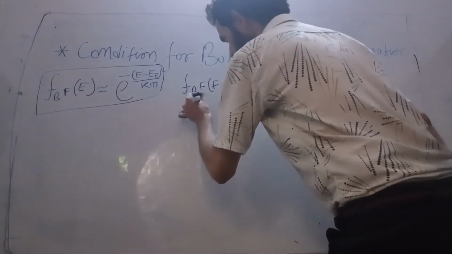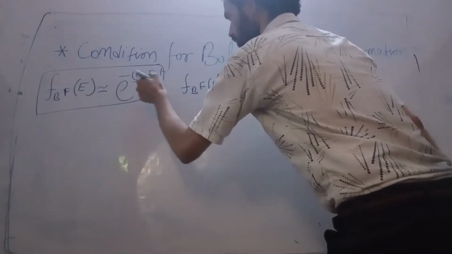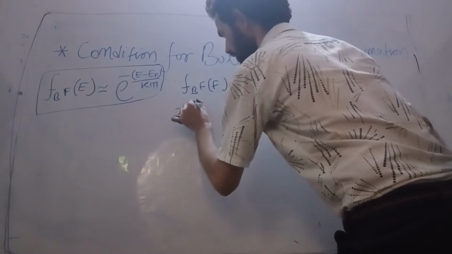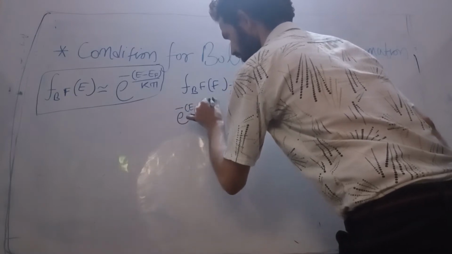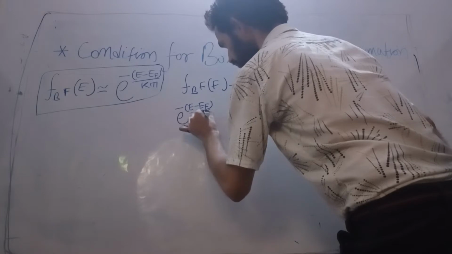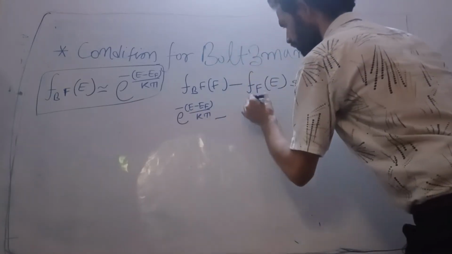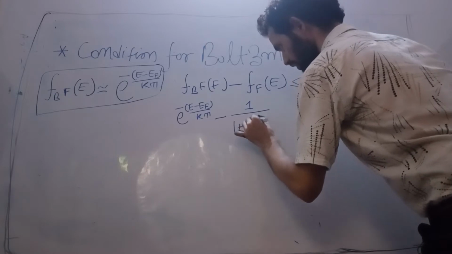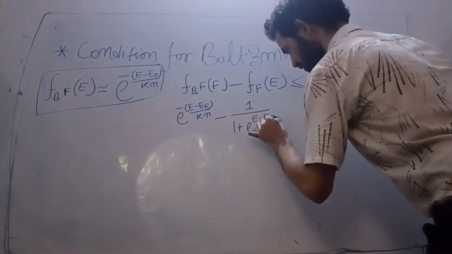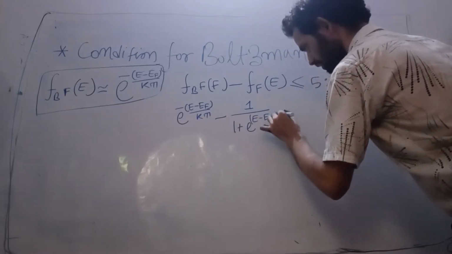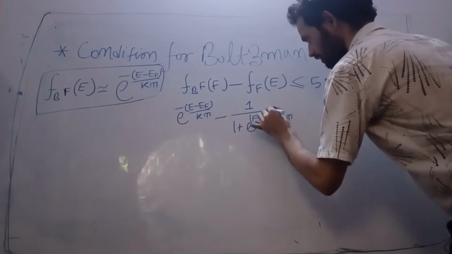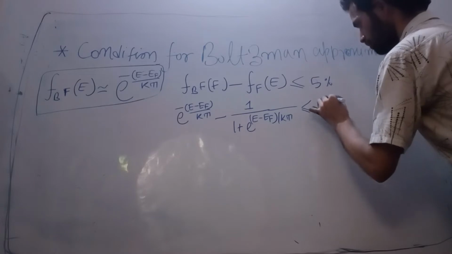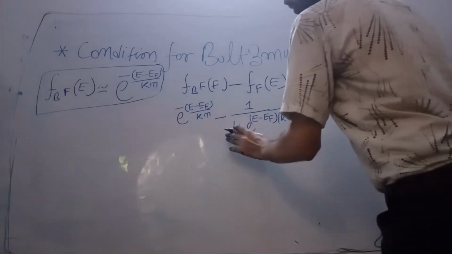Now see, what is this? Put the value: e to the power minus (E minus EF) by kT, minus f of E, which is nothing but 1 by 1 plus e to the power (E minus EF) by kT, is less than or equal to 5%. Now solve this.